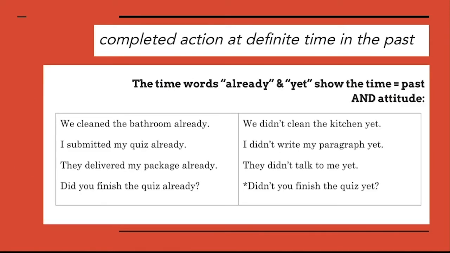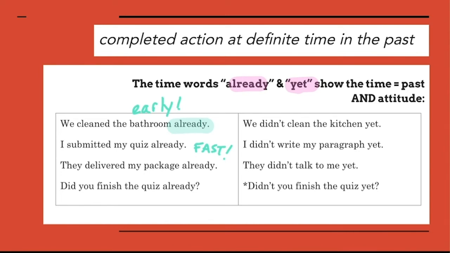There are two special time words, yet and already. Already and yet. These show that the time was in the past, but they also show your attitude about the action. The word already means it's early. I'm happy. You're already done. We cleaned the bathroom already. That means I did it a little early. I'm doing well. I submitted my quiz already. Well, you're early. Great job. They delivered my package already. It got here so fast.